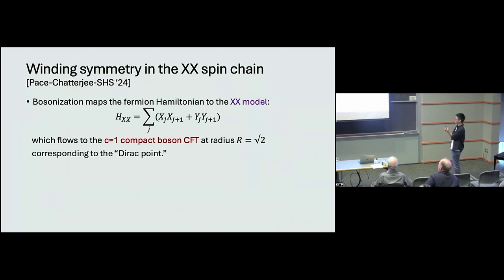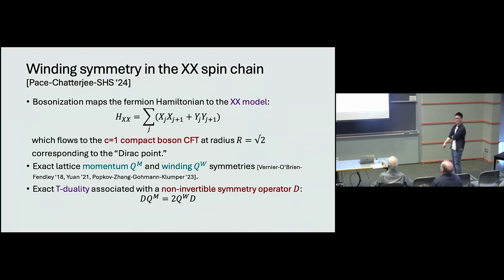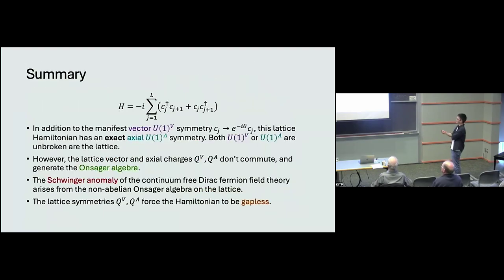But the backstory is that we actually found this axial symmetry in the free fermion system guided by a non-invertible symmetry in a closely related system called the XX model. So the summary is, take this simple Hamiltonian. In addition to the manifest U(1) vector symmetry, the lattice Hamiltonian has an exact axial U(1) symmetry too. Both U(1) vector and U(1) axial are unbroken on the lattice. However, they don't commute and generate the Onsager algebra. The Schwinger anomaly of the continuum free Dirac fermion field theory arises from this interesting non-abelian Onsager algebra, and this provides a novel mechanism for anomaly matching.